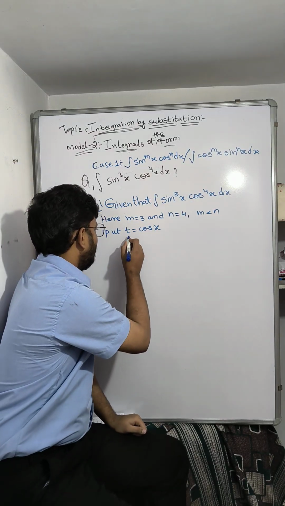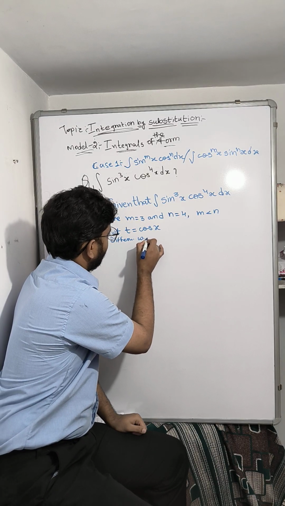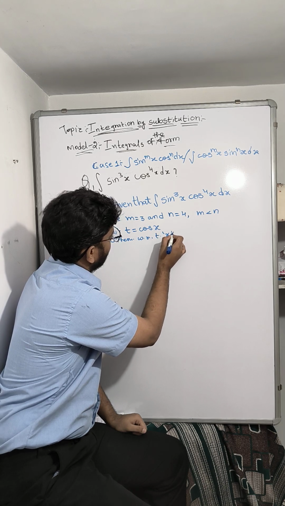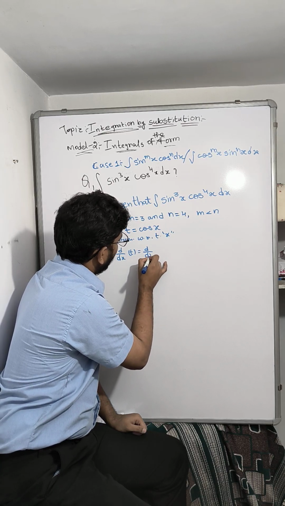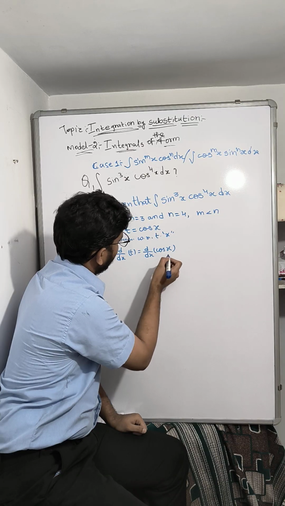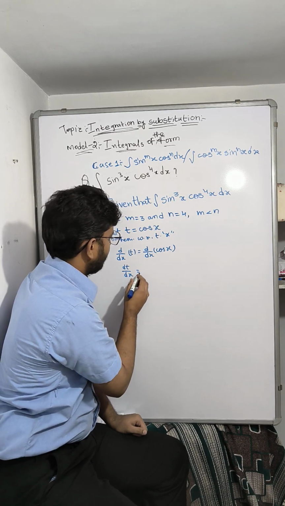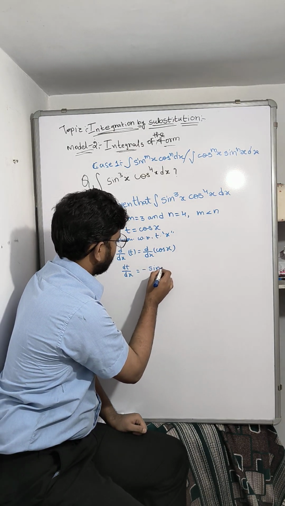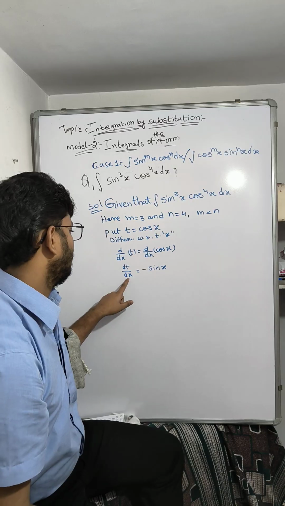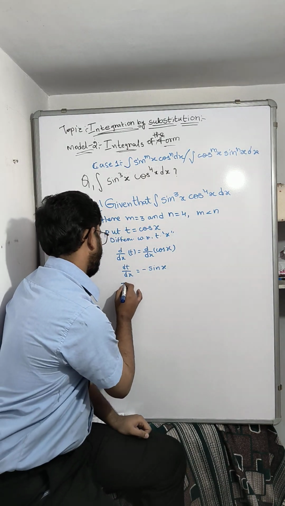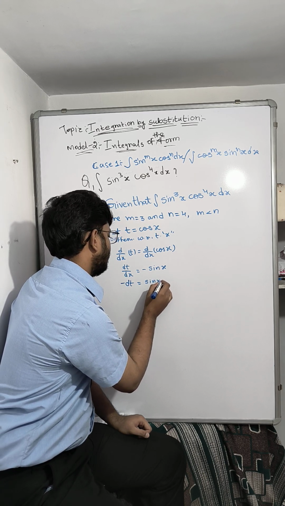Now differentiate with respect to x. Differentiating, d by dx of t is d by dx of cos x. Then dt by dx is equal to minus sin x. Therefore minus dt is equal to sin x dx.